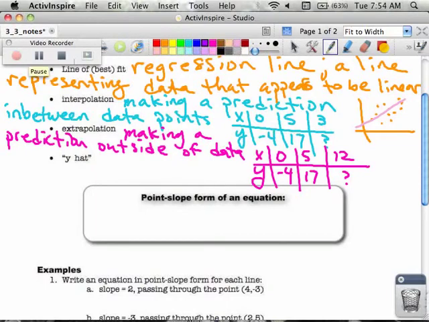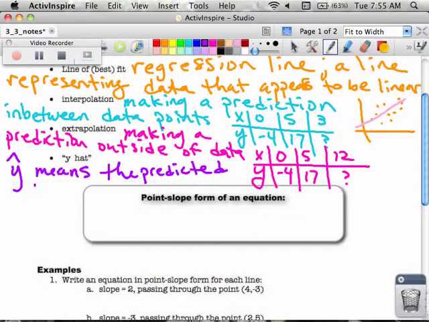Y hat, which looks like this, means the predicted y value, usually from our regression equation. So what ends up happening is, from our data, we will find an equation that fits it, and instead of writing down y equals something, which is the actual equation of a line, we will find a y hat equals, which is an equation of a line, but an equation that predicts what's going to happen based on our data.